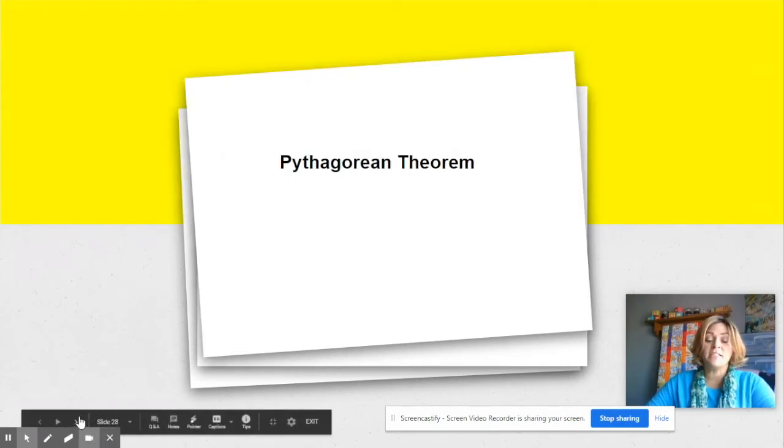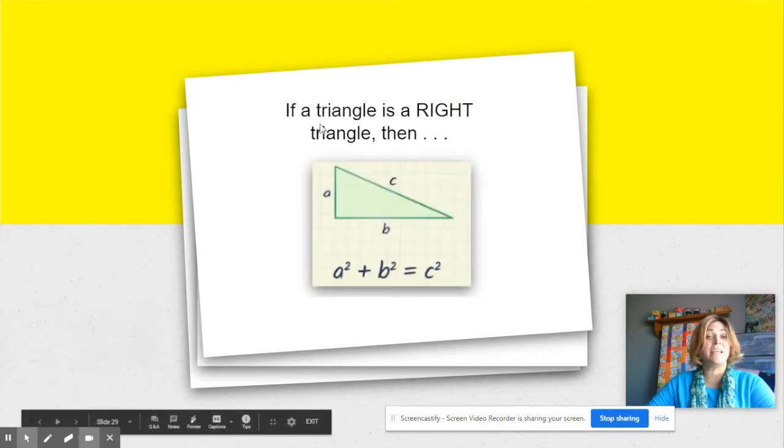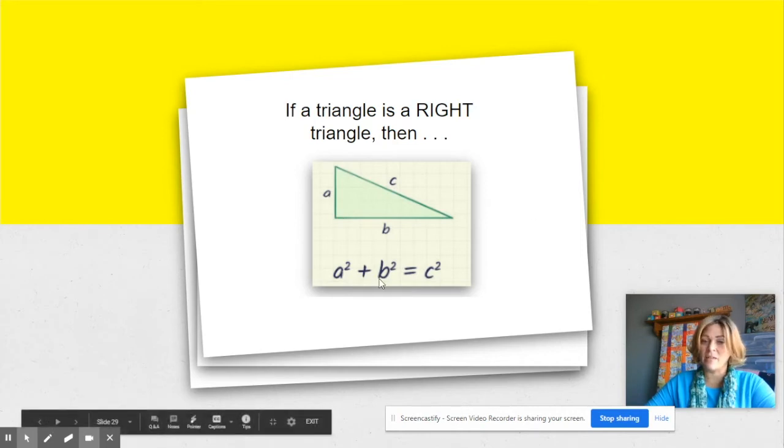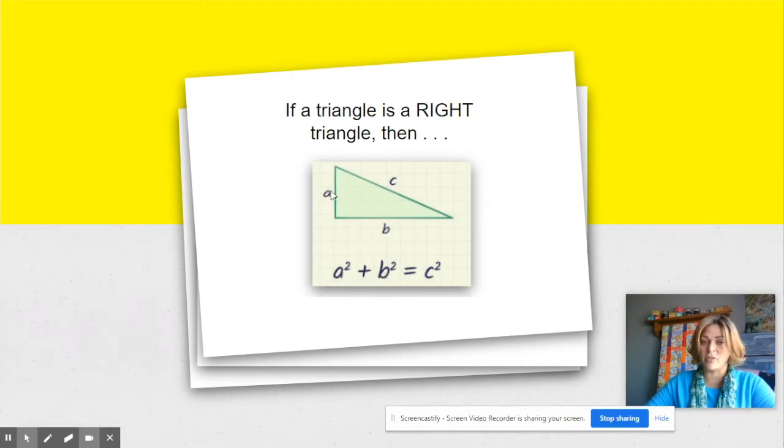Pythagorean theorem. Lots of kids know the Pythagorean theorem as a squared plus b squared equals c squared, but that's only part of the theorem. The theorem actually says if a triangle is a right triangle, that first part is critical. If it's not a right triangle, you have no business using the Pythagorean theorem. So keep that in mind. It has to be a right triangle. Then you can use a squared plus b squared equals c squared, where c has to be the hypotenuse or the one not touching the 90. A and B are interchangeable. This could have been A, this could have been B. The A and B just have to be the 2 legs or the 2 sides that touch the 90 degree angle right there.